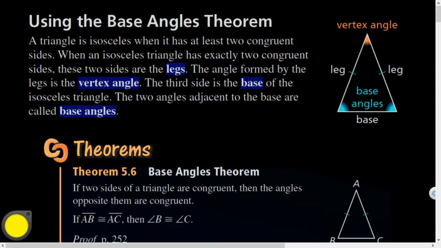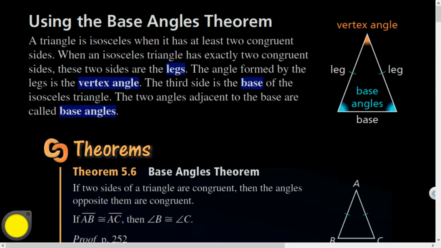Greetings and welcome, friends. We're going to take a break from proving triangles congruent and talk about proving some qualities within the triangles congruent. And today we're talking about the base angles theorem, the BAT.